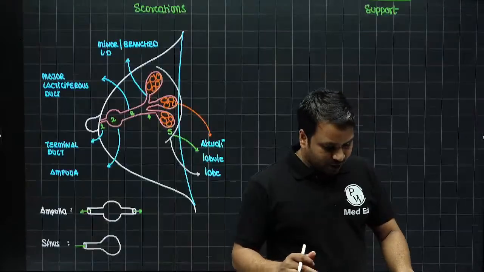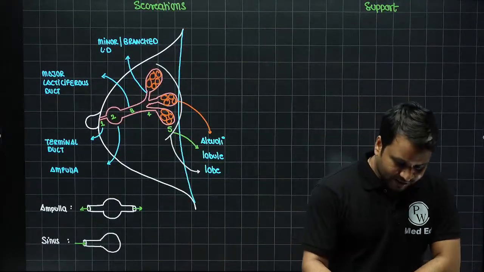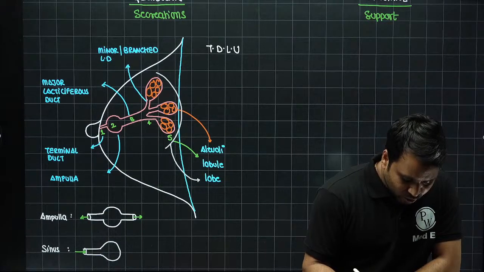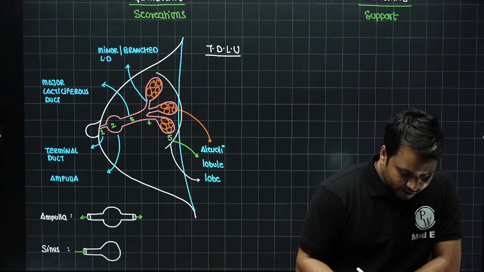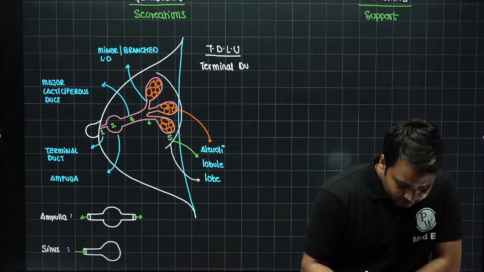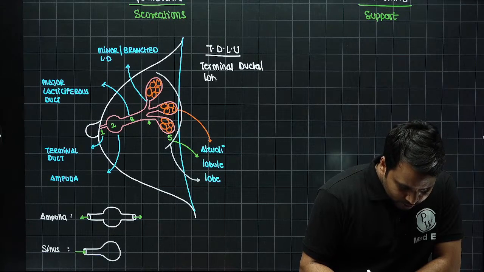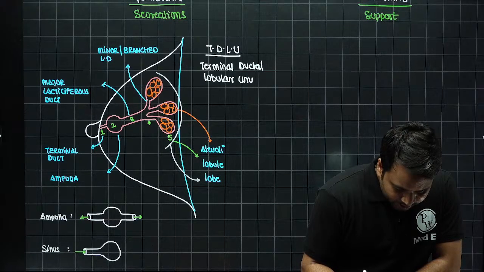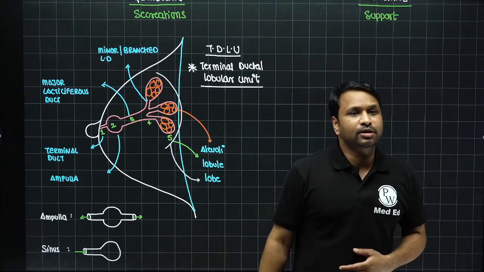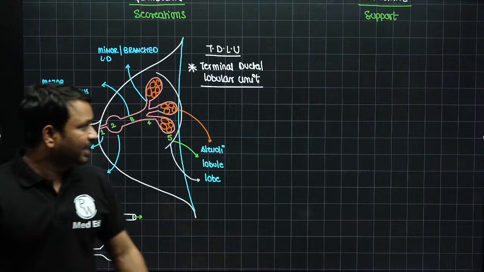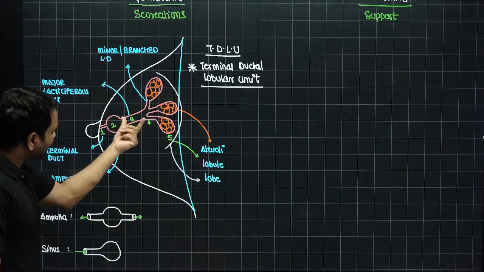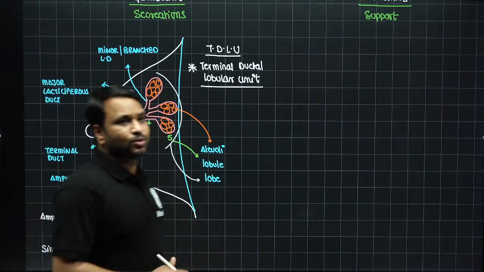Now, the entire glandular unit of the breast is given a fancy name, which we call TDLU, just to confuse you. What is this TDLU? TDLU stands for terminal ductal lobular unit. So the terminal ductal lobular units together are what we call TDLUs, right?